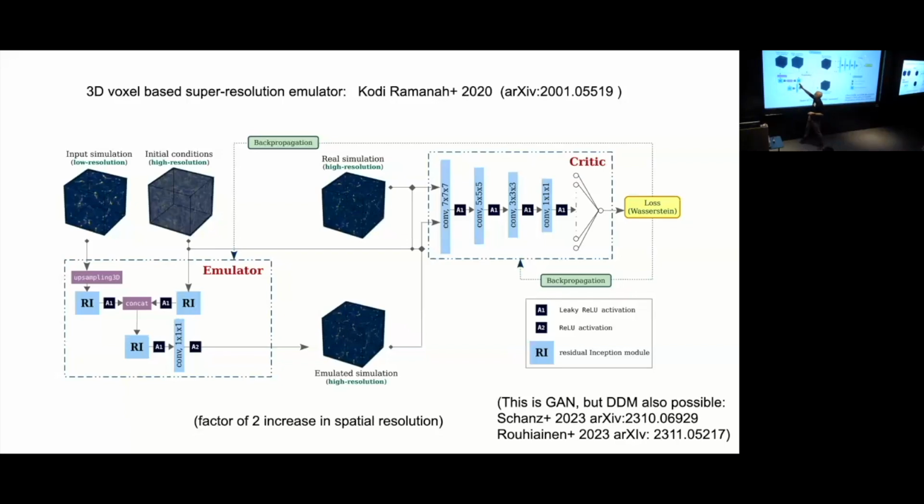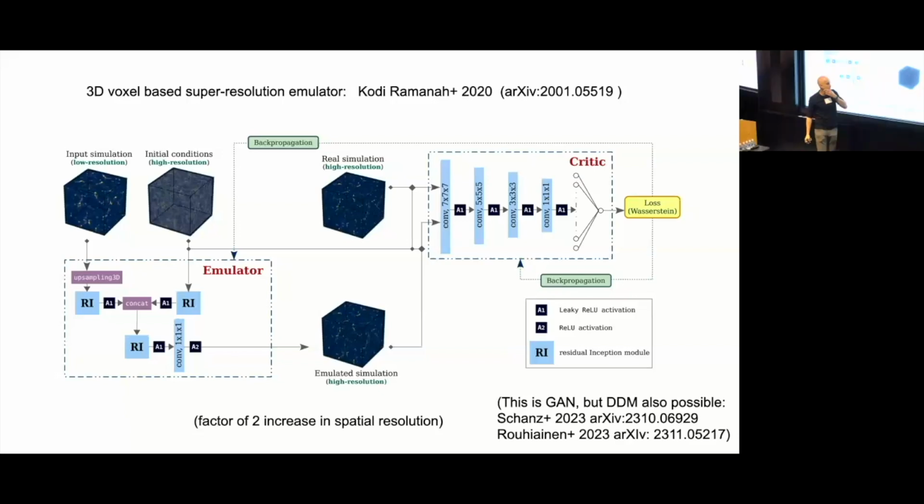This is the one that was computationally cheap, say a PM simulation. You give it that, plus high resolution initial conditions, and when you're training the neural network, you have a training data set which is real high resolution simulations. Then again, you have to decide how to compare. A lot of people use this Wasserstein loss, and with the magic of backpropagation, you get the weights working, and then your GAN ends up producing an emulated simulation at high resolution. This work increased the spatial resolution by a factor of 2.